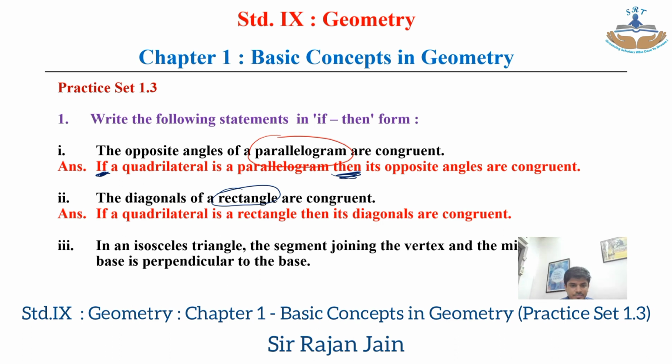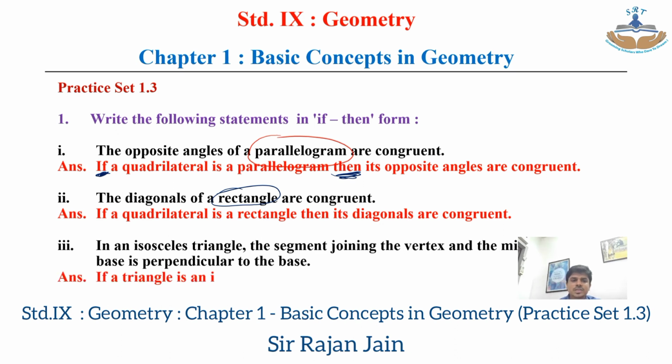Okay, third one. In an isosceles triangle, the segment joining vertex and midpoint of the base is perpendicular to the base. Again I repeat, the word behind my image is "midpoint of base". So in an isosceles triangle, the segment joining vertex and midpoint of base is perpendicular to the base. What type of triangle is it? Isosceles triangle, so it will come in the if part.